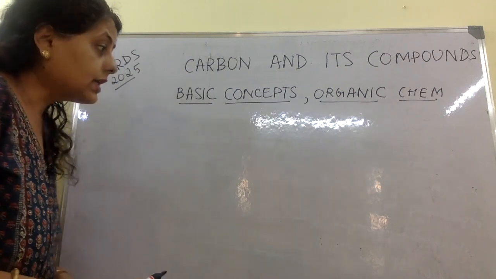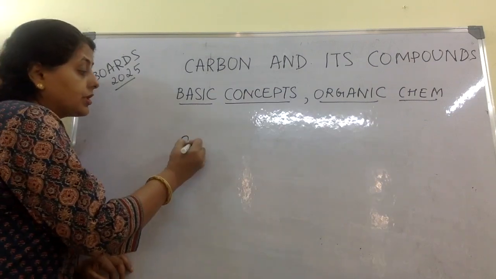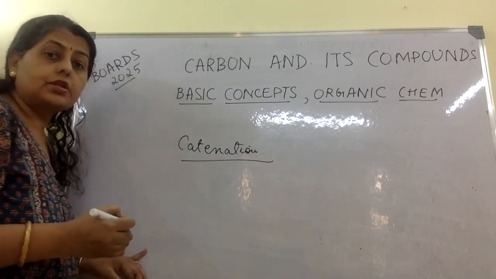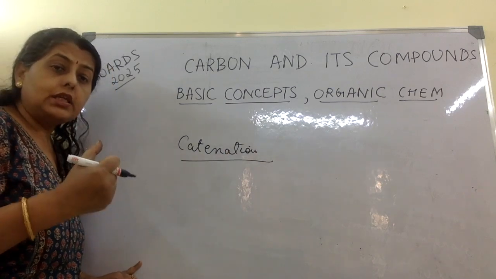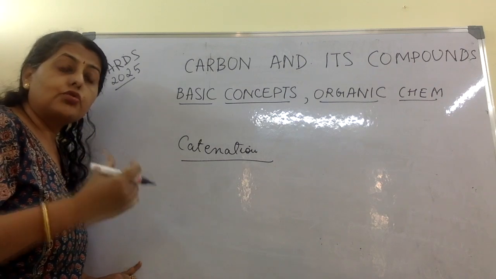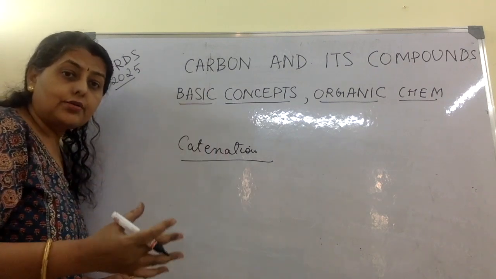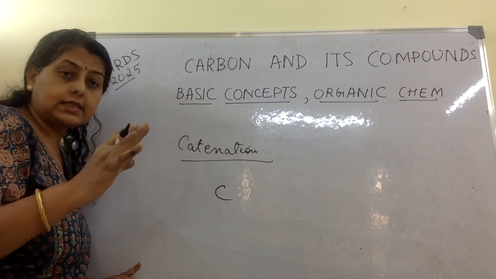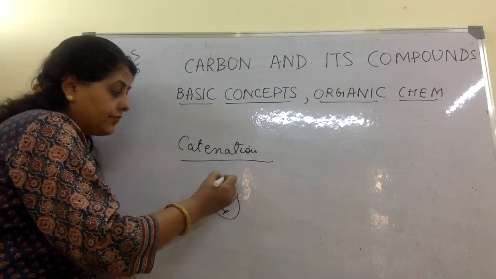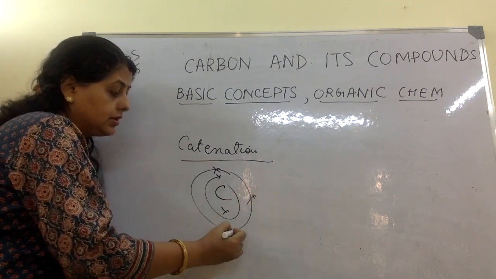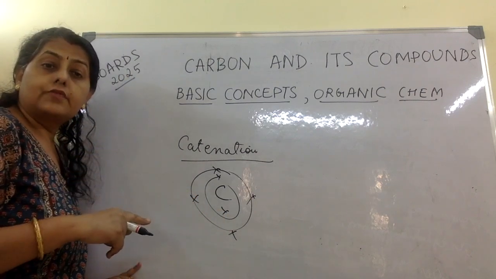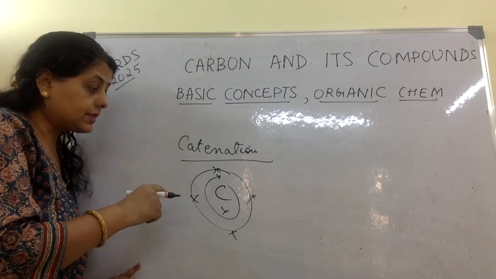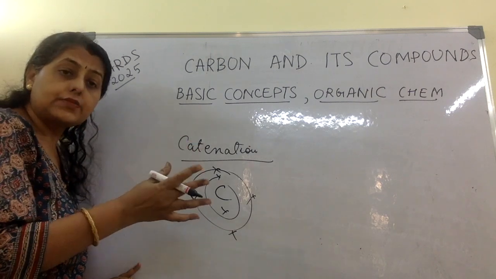The reason is, carbon has a very special property called catenation. What is this catenation? Catenation is the ability of atoms to form long chain compounds. Now if I talk about carbon, the valency of carbon is 4, atomic number is 6. So if I write, this is the first orbit, and in the second orbit the valency is 4. So the outer shell has 4 electrons.